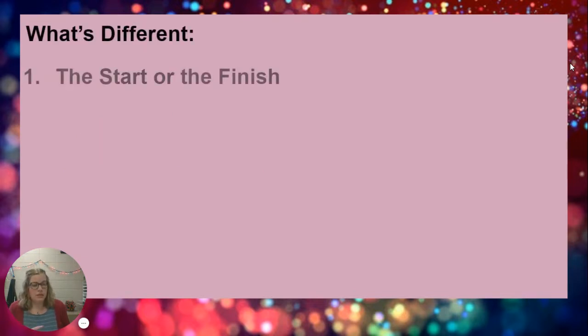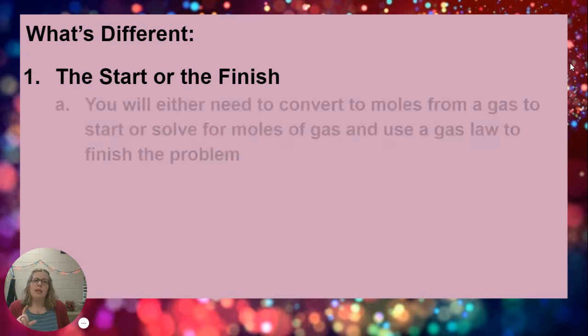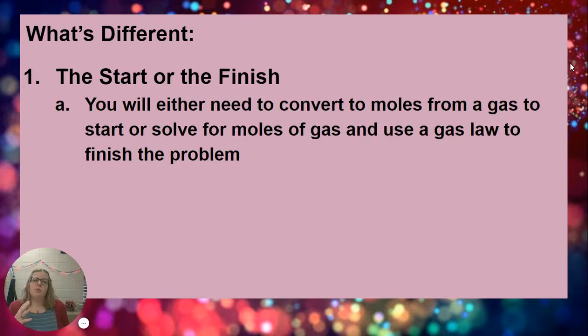What is different in the case of stoichiometry with gas laws, though, is the start or the finish of your problem. So instead of ending with a mass or a molarity, you are either going to need to convert to moles of a gas that you have to start with, or you're going to solve for moles of a gas and use a gas law to finish the problem. And those two relationships are either going to be the 22.4 liters per mole relationship if the reaction is occurring at standard temperature and pressure, or PV equals nRT, our ideal gas law.